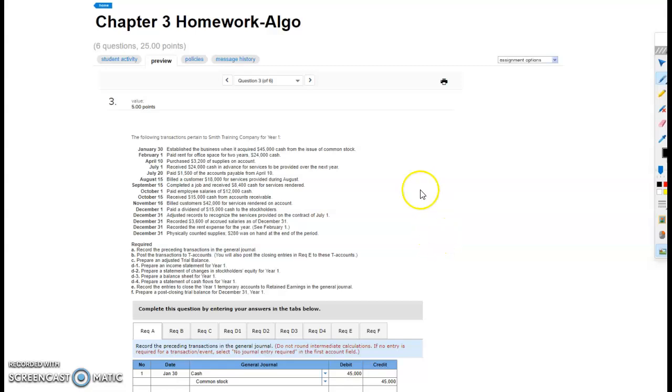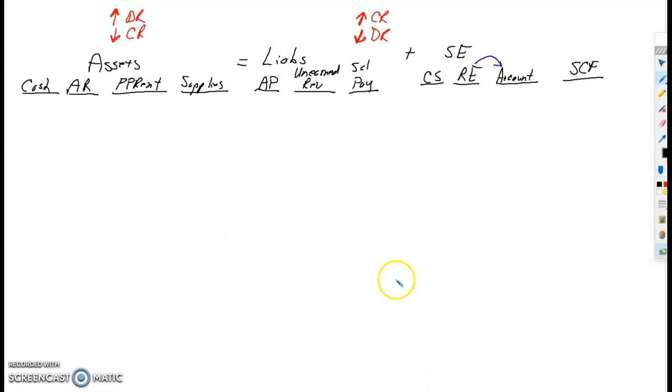In this recording, we're going to look at Chapter 3, Question 3, and we're going to work through the transactions through December 1, and then the next recording, I'll do these adjusting entries at December 31st. So let's review a little bit.